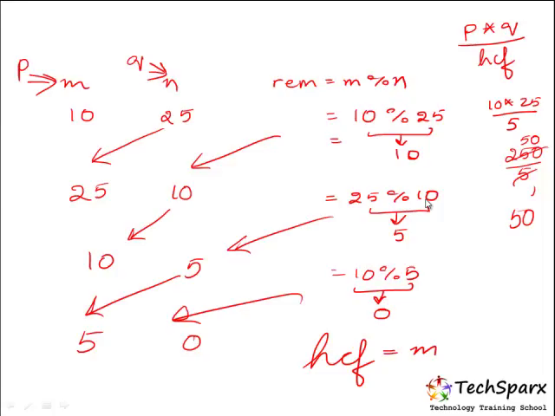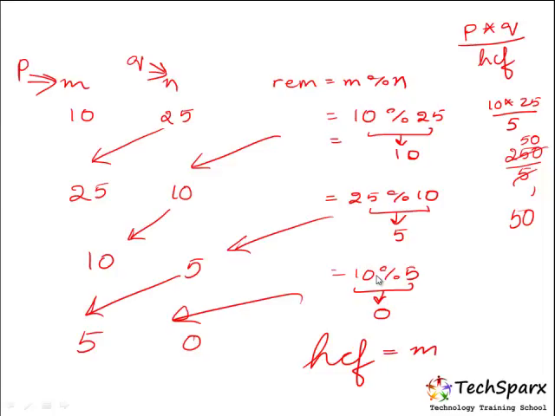25 modulus 10, that is my first step. I'll get remainder as 5. My second step is push the value of n in m. The sequence is important. Second step, n should be pushed to m. And then the third step is push the value of remainder to n. The value of n will become 5.